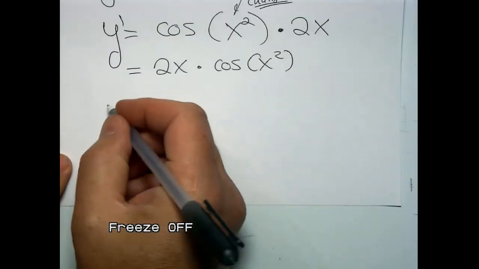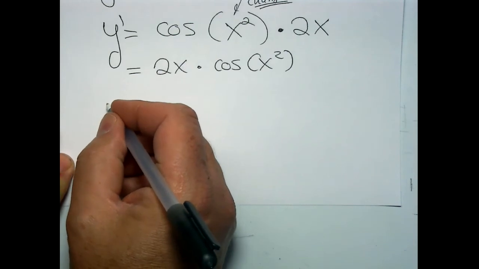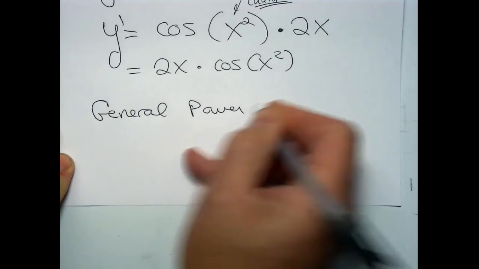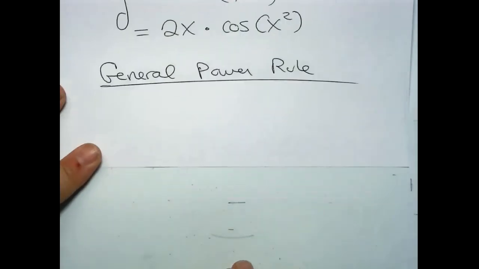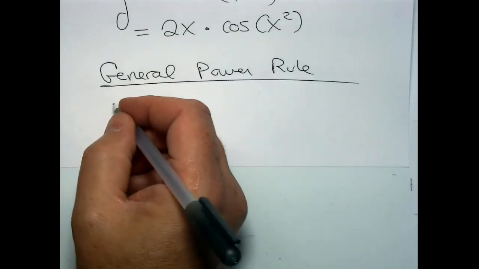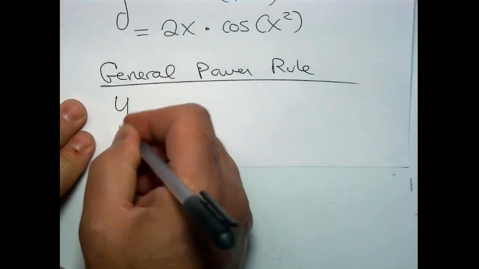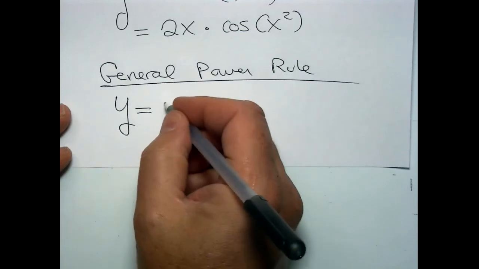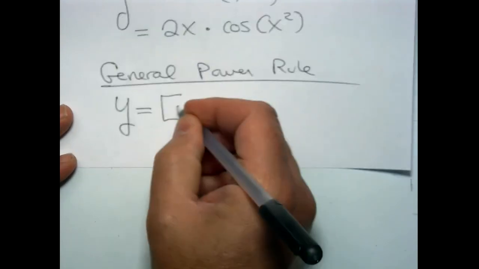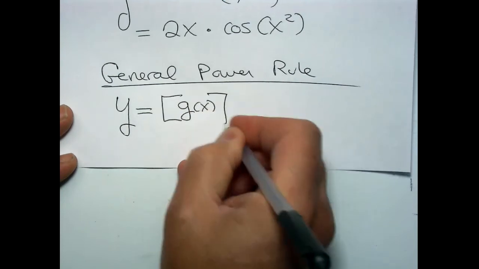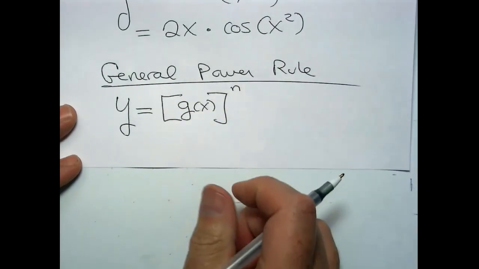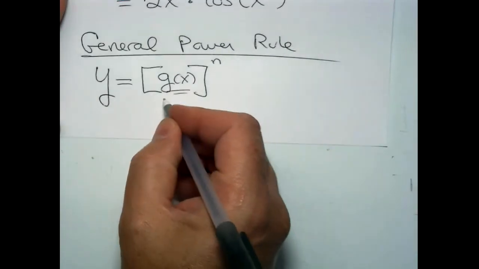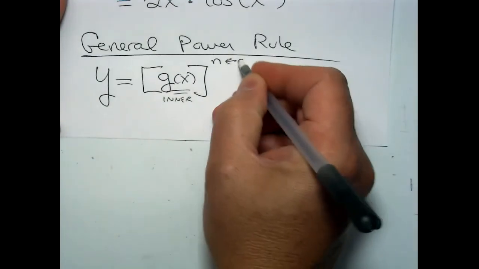So the fact of the matter is this. We have what's also called the general power rule, because oftentimes the composite function consists of a power function as the outer function. Remember, when you do your chain rule, we always do the outer function first. So let's say we had some function in here raised to the nth power. That's really two functions. There's an inner and an outer.